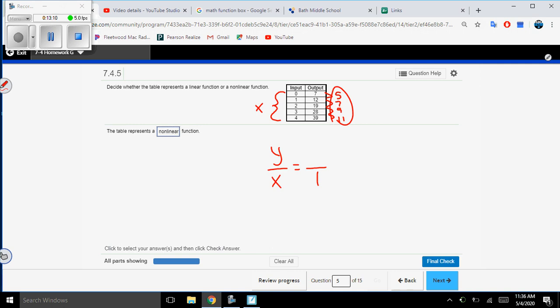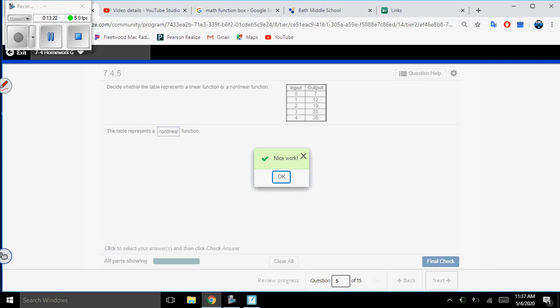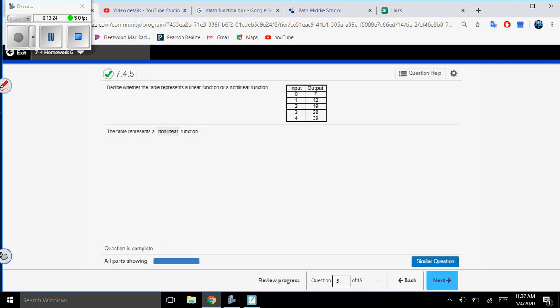A nonlinear function. And again, you could verify this by graphing these points. If you graph these points and then try to connect them, you're going to find out, quite frankly, they're not going to create a straight line. And if they don't create a straight line, then they obviously cannot be linear.